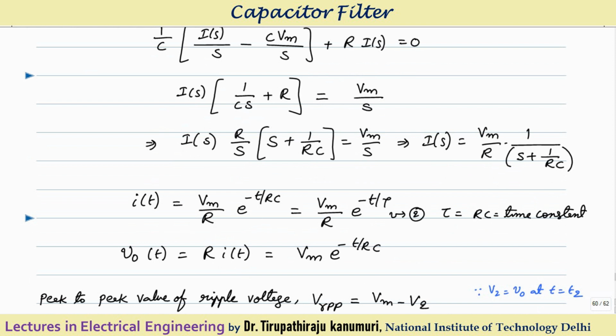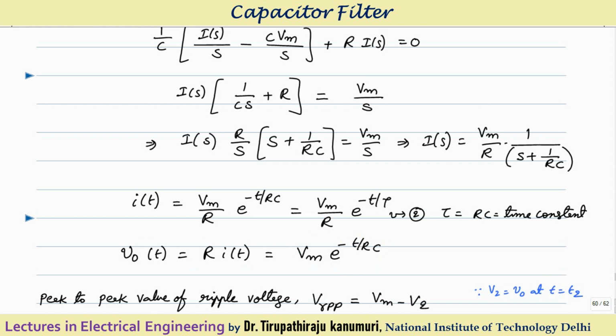If you apply the inverse Laplace transform, this will be equal to V maximum by R into e to the power of minus t by RC, where RC is called the time constant of this discharging circuit. So this is V maximum by R into e to the power of minus t by tau. Now from this I can calculate my output voltage. The output voltage is nothing but R multiplied by the current, so the resistance R multiplied by I of t. This will be equal to V maximum into e to the power of minus t by RC.